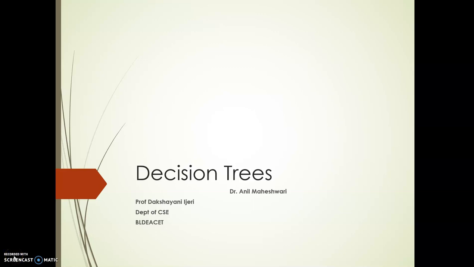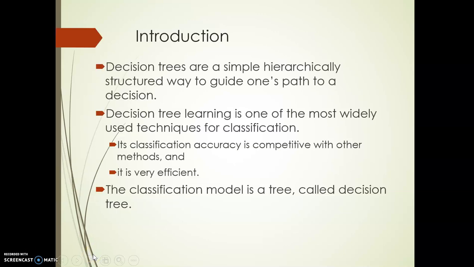Hello my dear students, today I am going to discuss decision trees. Decision trees are a very simple hierarchical structured way to guide one's path to a decision. That is, when the training data set is available with the decisions that have been made with the previous data, on the basis of that information, this algorithm helps you to take a decision for the new data.